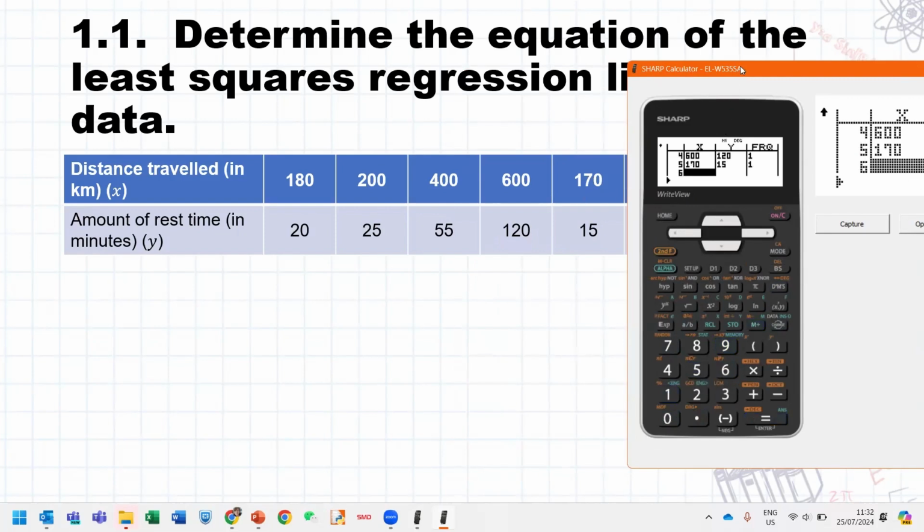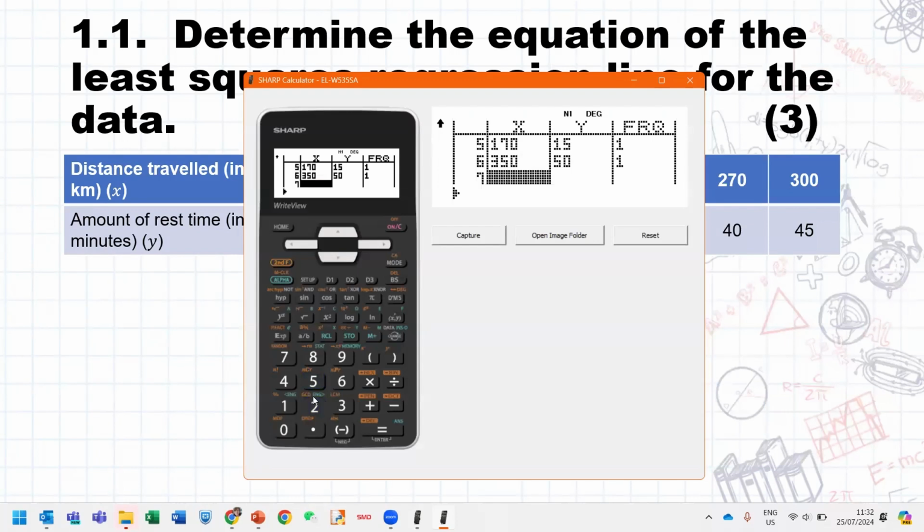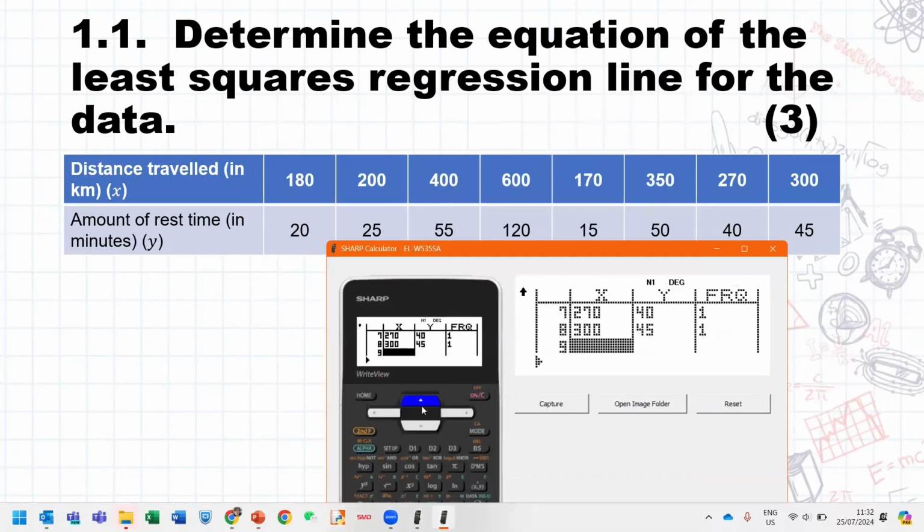There were 8 things, hey? So let's just do this: 350 and 50 equals, and then the last 2, here we go: 270 and 40 equals, and 345 minute rest. Okay, so there are our 8 different data points.